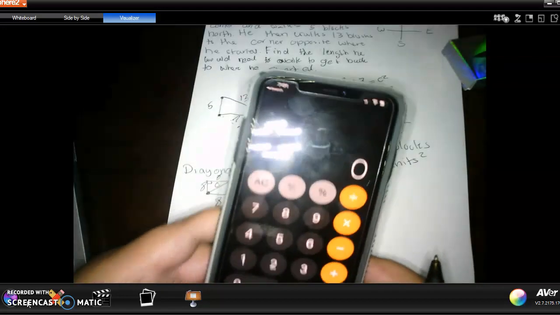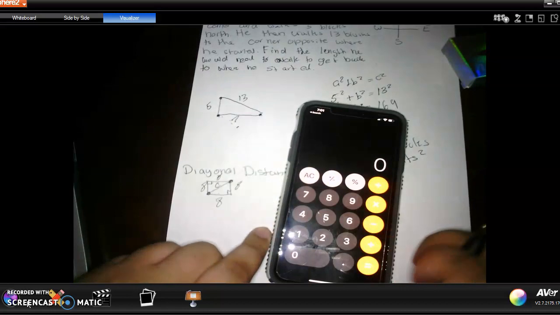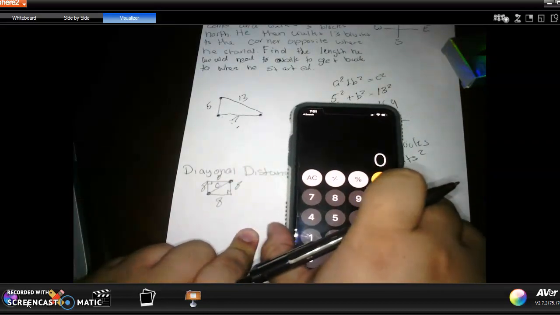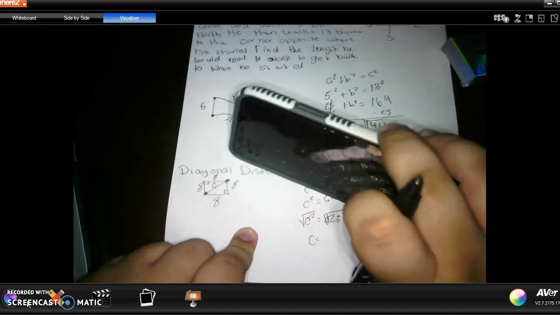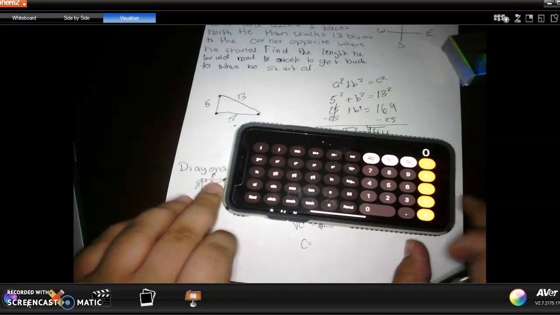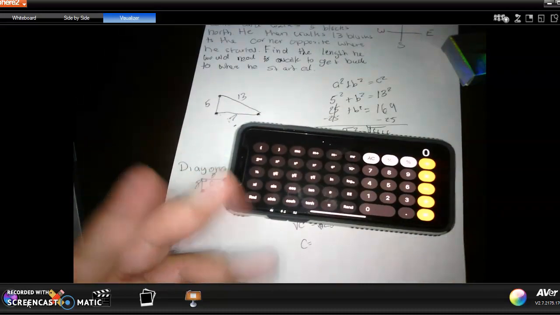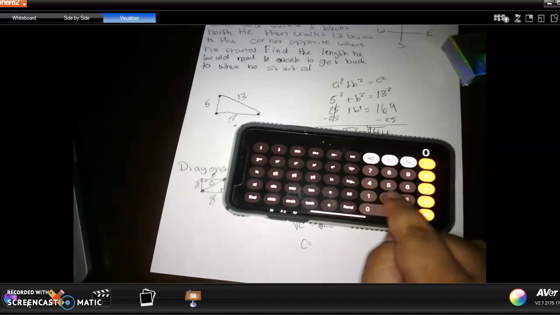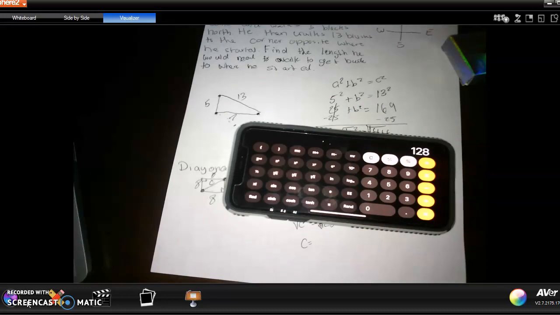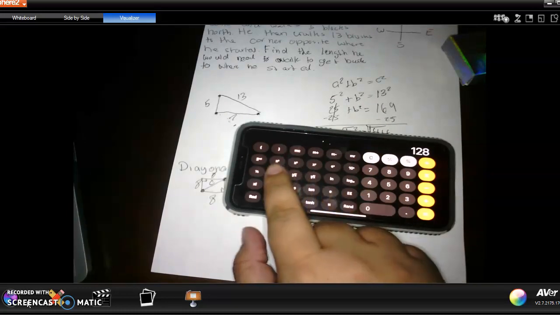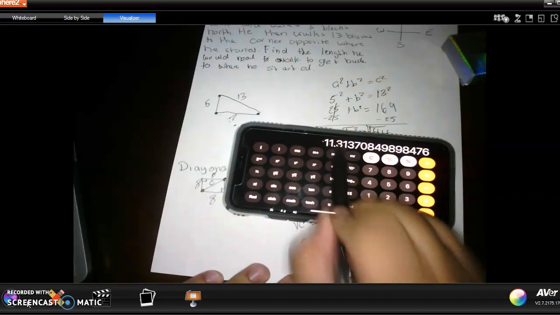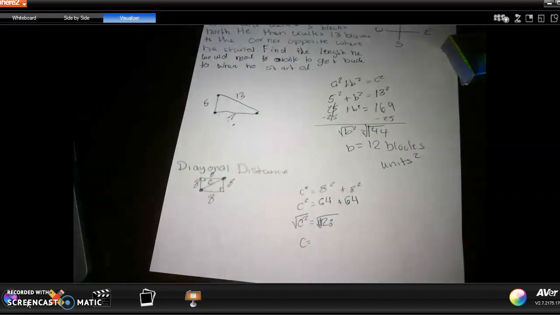If you have your phone calculator, you can do it this way. If you have an iPhone, I think Android is the same way too, you turn it sideways, and look, it becomes a scientific calculator. So if you don't have a calculator on you, you've got one on your phone, you can make it into a scientific calculator. Then you take the square root. The square root is this button right here. We're going to get it to the nearest tenth. That's 11.3. That's how we're going to find that.